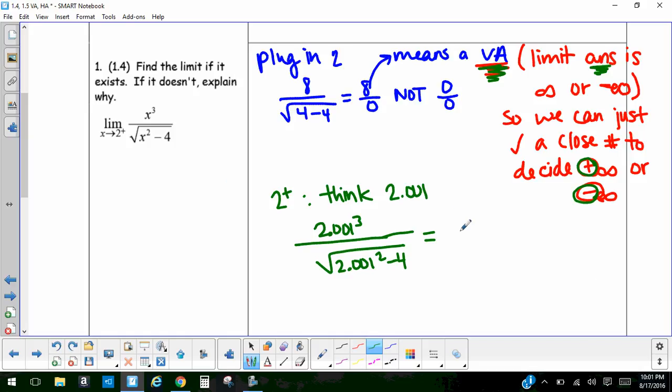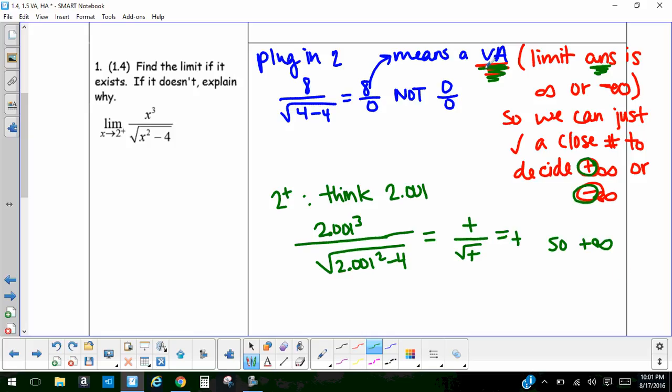So 2.001 cubed, that's positive. On the bottom, 2.001 squared, just decide, is that bigger than 4 or smaller than 4? Well, this is a little bigger than 2, so when I square it, it's a little bigger than 4. When I take away 4, I still have a positive number, and the square root of a positive number is positive. So overall, this is positive. So if that is positive, then that means my answer is going to be positive infinity.